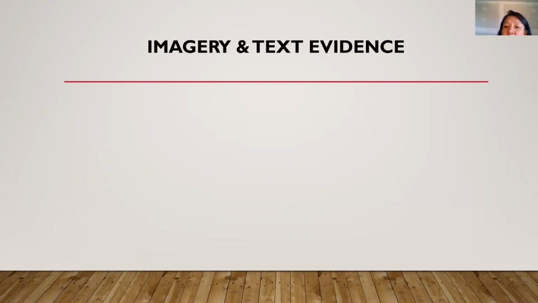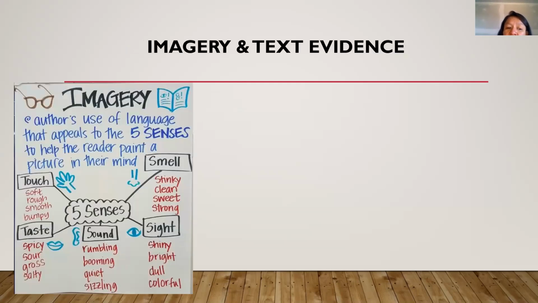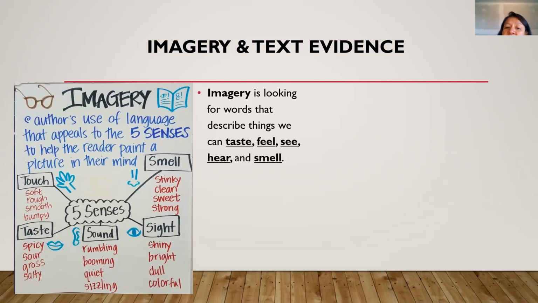Okay, next thing, there's two things that go with your standard this week, which is imagery and text evidence. So we're going to discuss those. The first one is imagery. If you look at this anchor chart, it only talks about your five senses: what you smell, see, hear, taste, and touch. So imagery is looking for words that describe things we can taste, feel, see, hear, and smell. So these are things you're going to look for in your poems this week to see if it helps you come up with your theme.